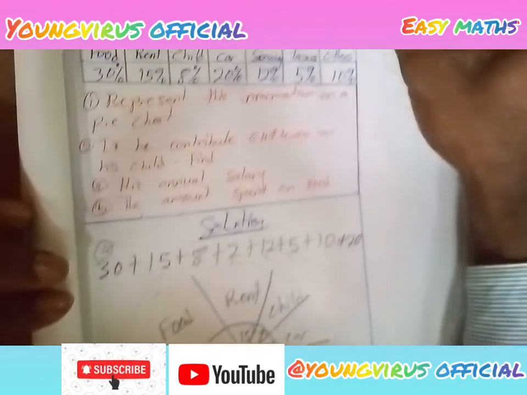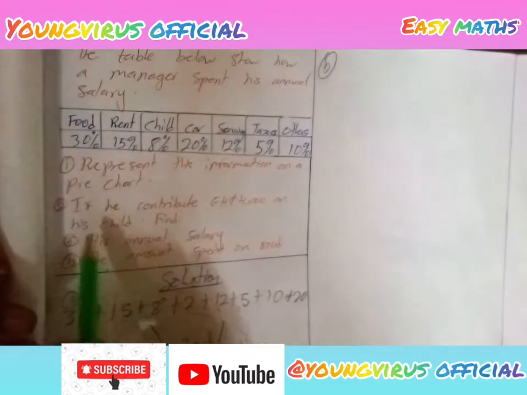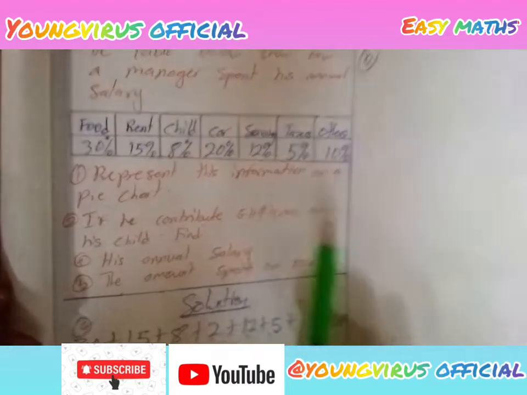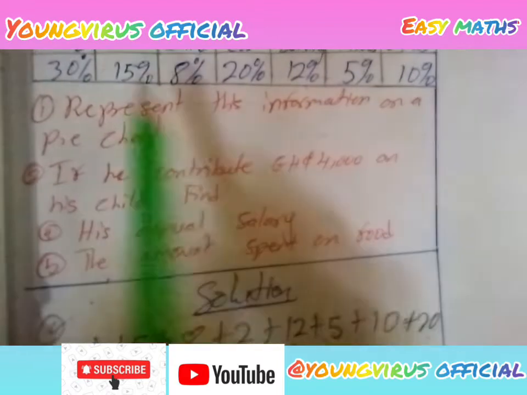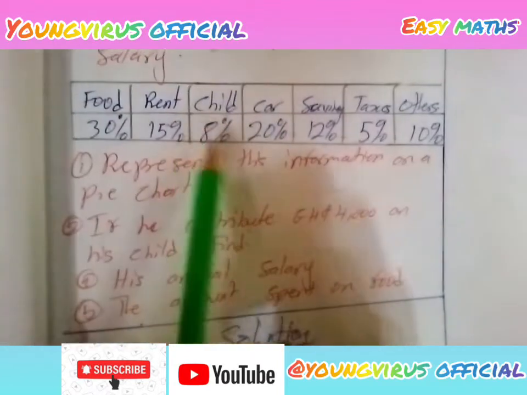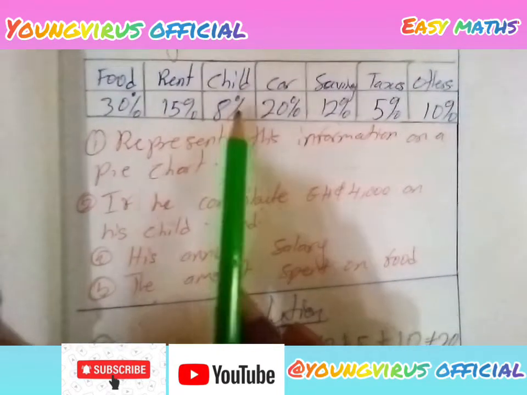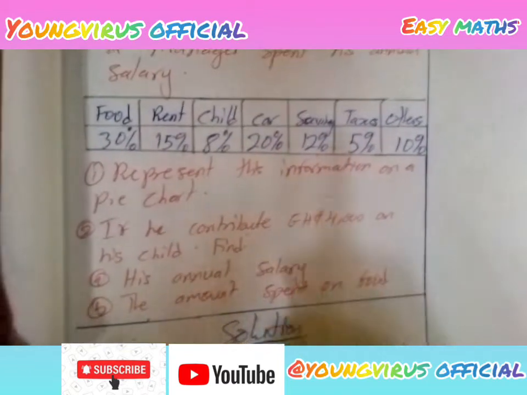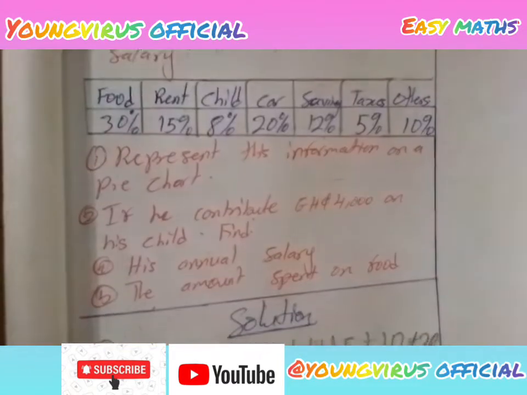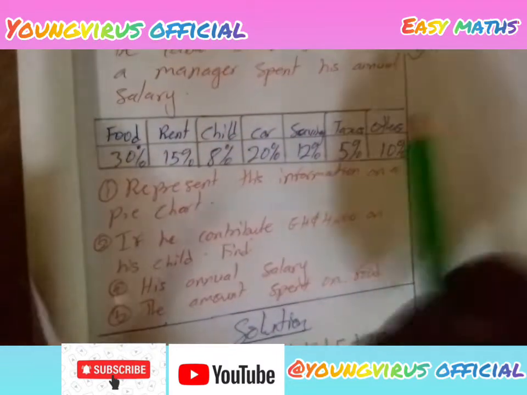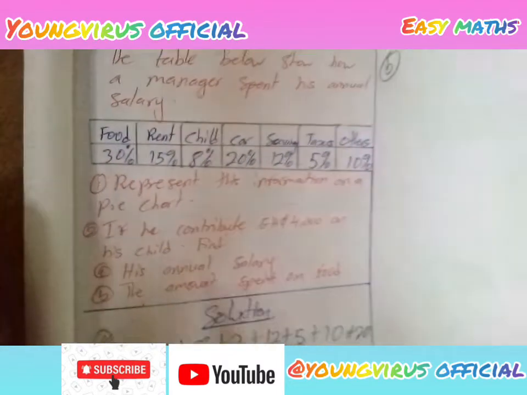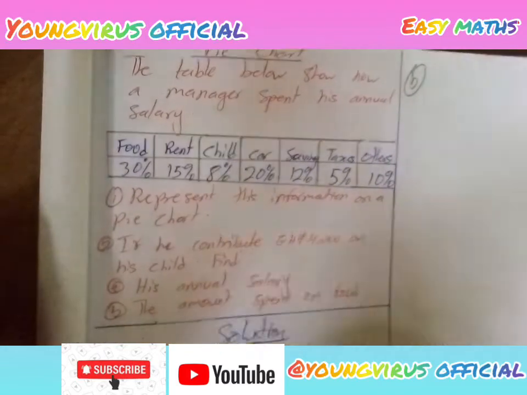Now with the B, let's read. It says, if he contributes 4,000 on his child, but per the question they gave us the percentage of his child is what? 8%. So they didn't even tell us the amount of money he has. Okay, but they are telling us now that the amount of money he spent on his child is what? 4,000. So we should find his annual salary.